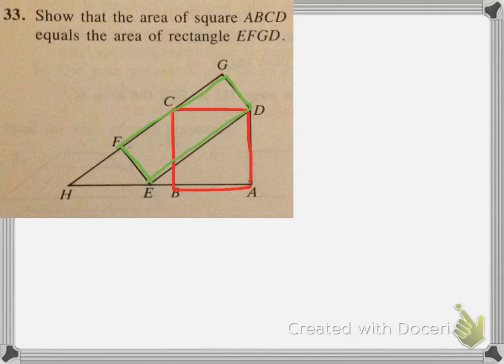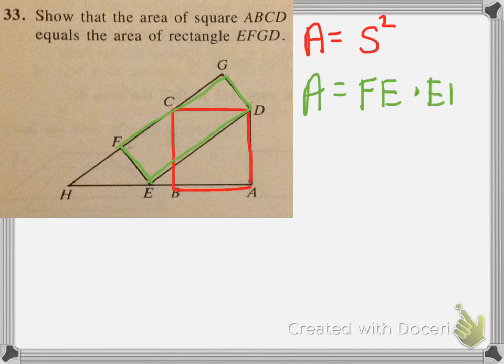Let's talk about what we know. The area of the square is any of the sides squared. So we're going to deal with that in a minute. So the area of the rectangle is base times height, FE times ED.